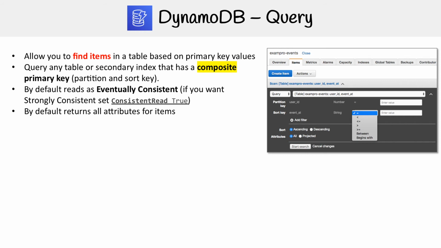And by default, it returns all the attributes for the items. So that's all of the columns. And you can filter those out by using projection expressions to only get the columns you want. Definitely something you're going to want to do.